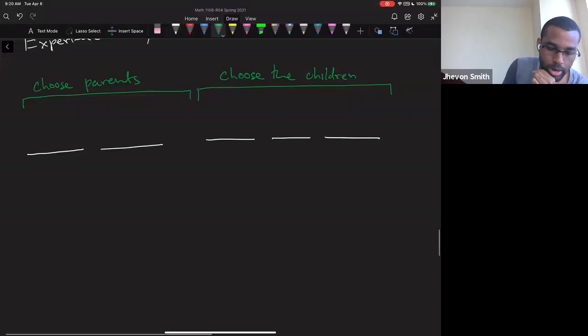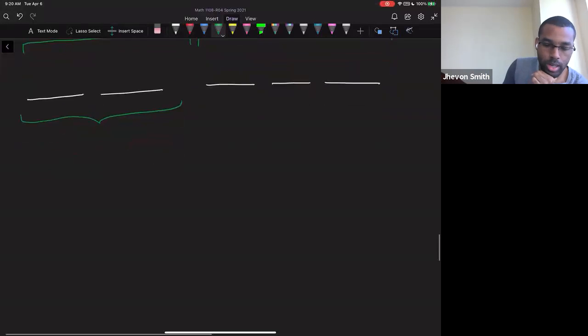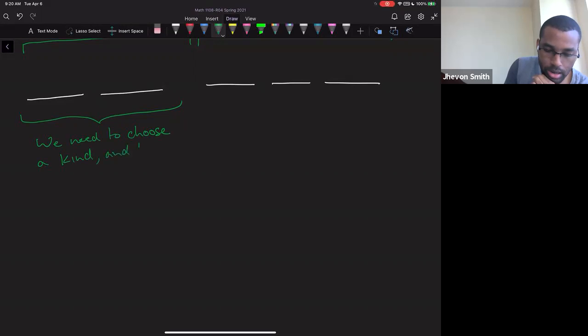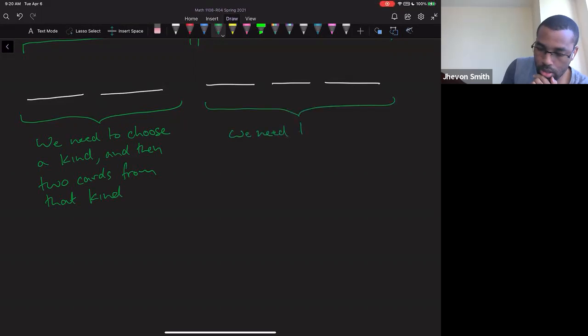So how would you go about choosing the parents? We need to choose a kind and then two cards from that kind. And then over here, we need to choose a different kind because they can't be the same. Like if I choose two threes, I can't choose more threes. In fact, I don't have five threes, so I couldn't do that even if I wanted to. So I have to choose a different kind. Then choose three cards from that kind.